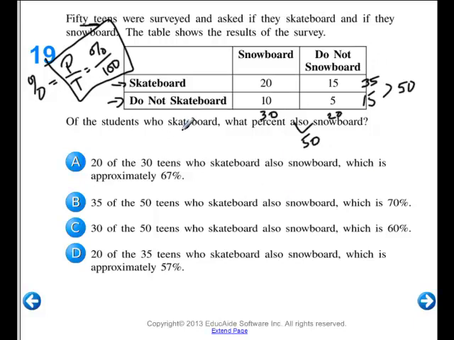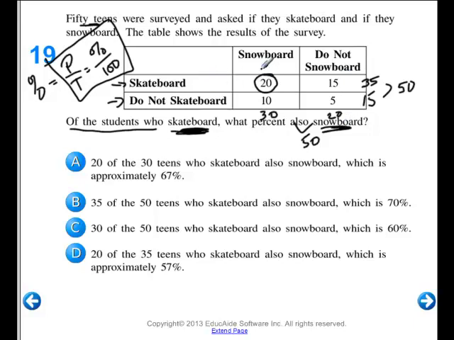Now, of the students who skateboard, you really have to pay attention to the words they're using. So we're on this line right here. Of the students who skateboard, what percent also snowboard? So I have 20 who skateboard and who snowboard out of 35 altogether. Because I'm not talking about 50, they only want to know of the students who skateboard. So I'm concentrating on this line right here. And then they said what percent also snowboard.